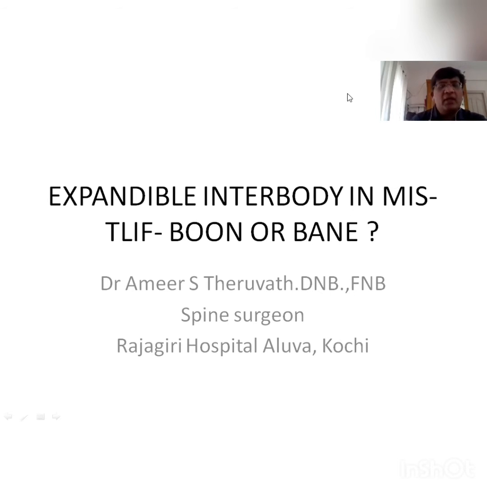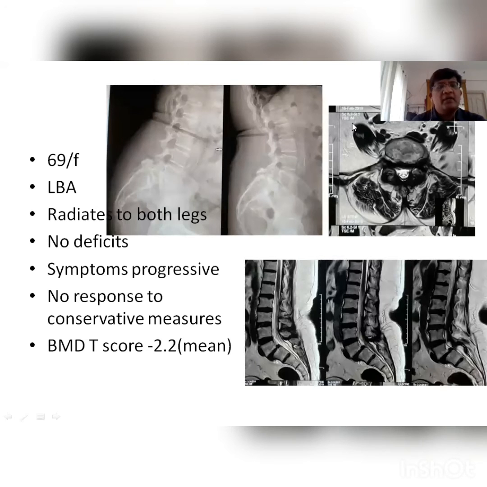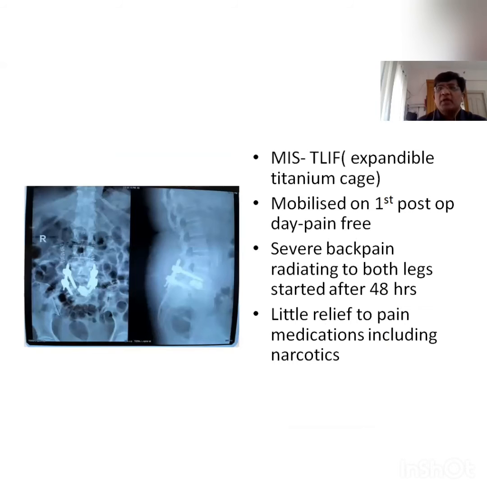So I was very happy until I had this case, a 69-year-old lady with back pain radiating to both legs, a typical grade 2 Meyerding L4-5 spondylolisthesis with significant neurogenic claudication also. This patient was treated by MIS TLIF with an expandable cage. Surgery went well. On the first post-op day, she was mobilized without any issues. But around 48 hours after surgery, she started having severe back pain with radiating pain to both lower limbs, which was so severe that it was not responding to any medications.